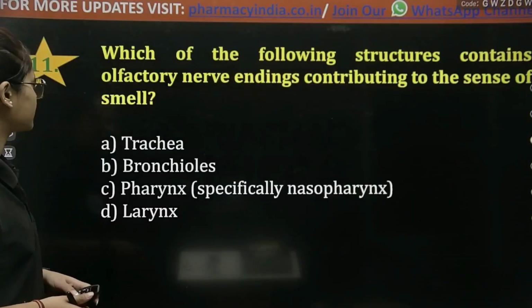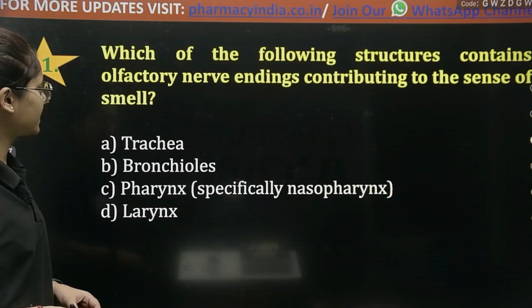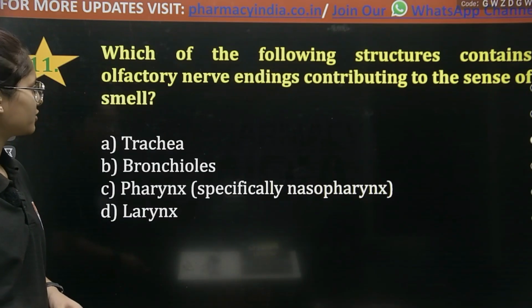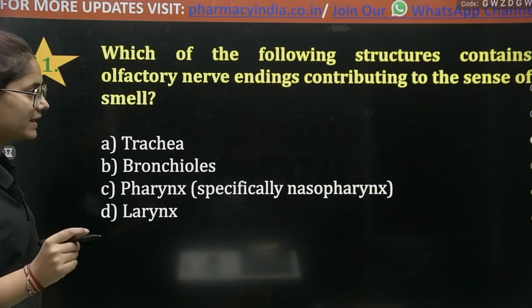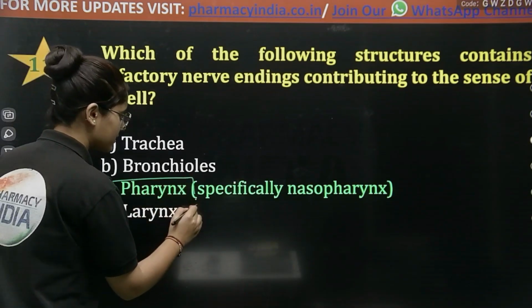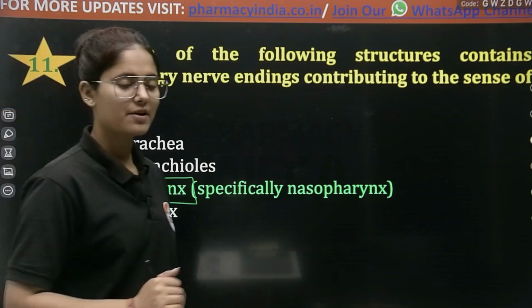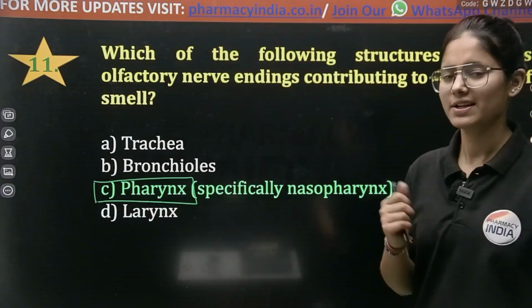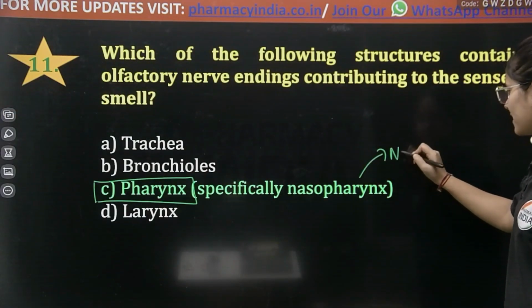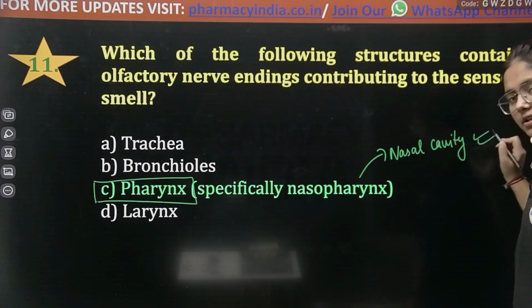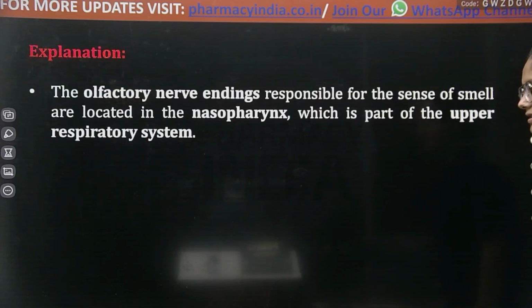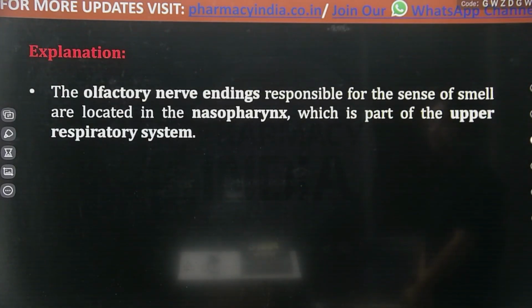Next, which of the following structures contains olfactory nerve endings contributing to the sense of smell? Basically, olfactory nerve endings are present in the pharynx. Which pharynx? The nasopharynx, which is nearer to the nasal cavity. So the correct option is C, pharynx. The olfactory nerve endings responsible for the sense of smell are located in the nasopharynx, the upper part of the respiratory system.